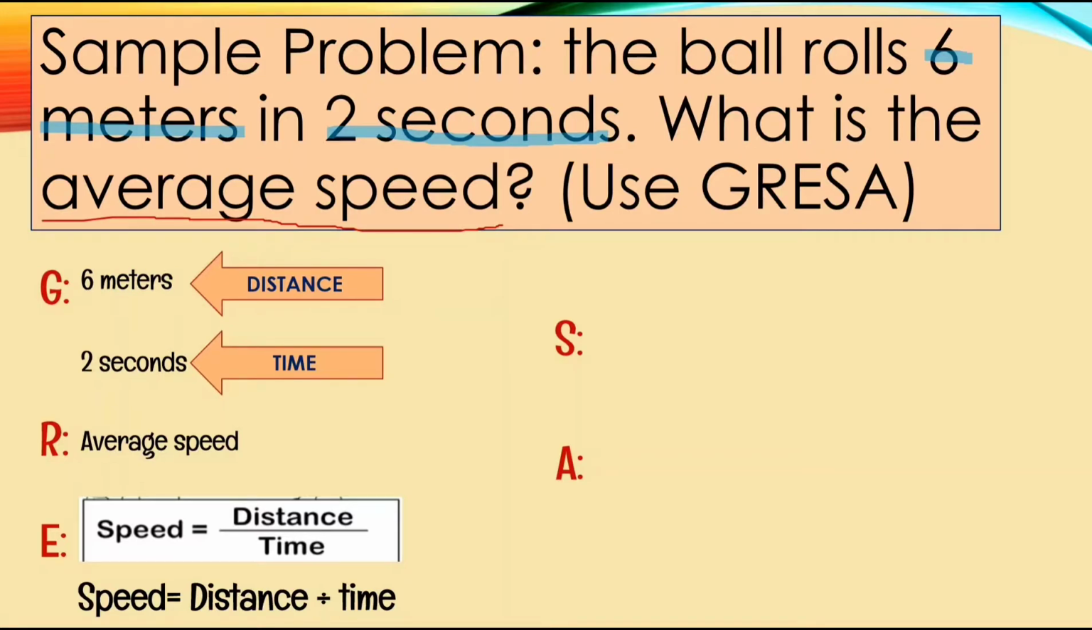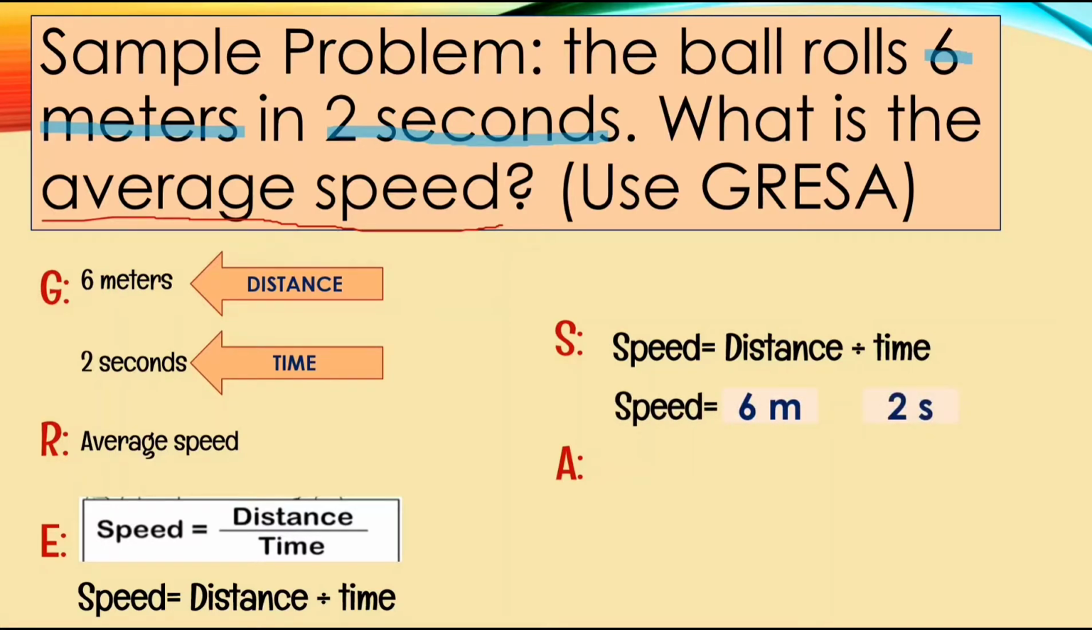Para sa solution, let's substitute the given sa ating formula. Ang formula ay speed equals distance. Ang distance natin from the given ay 6 meters divided by the time. Ang time given ay 2 seconds. So, 6 meters divided by 2 seconds, the answer will be 3. And the unit for speed na gagamitin natin ay meters per second. So, the final answer will be 3 meters per second. I-box natin ang ating final answer.